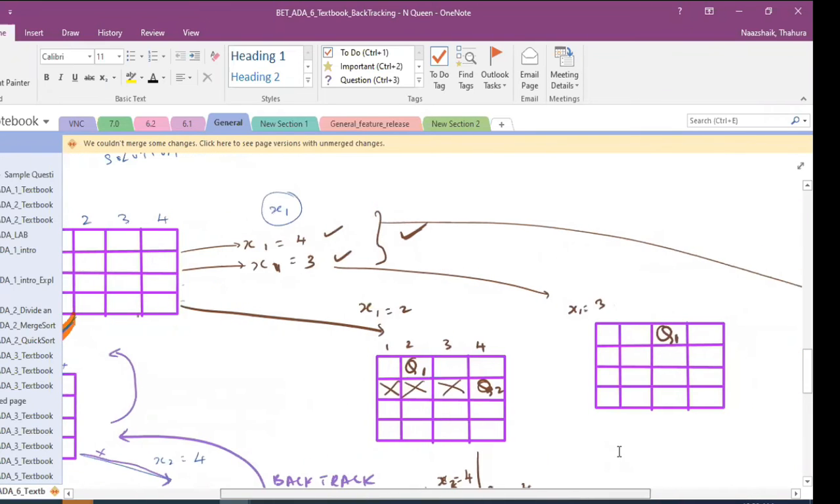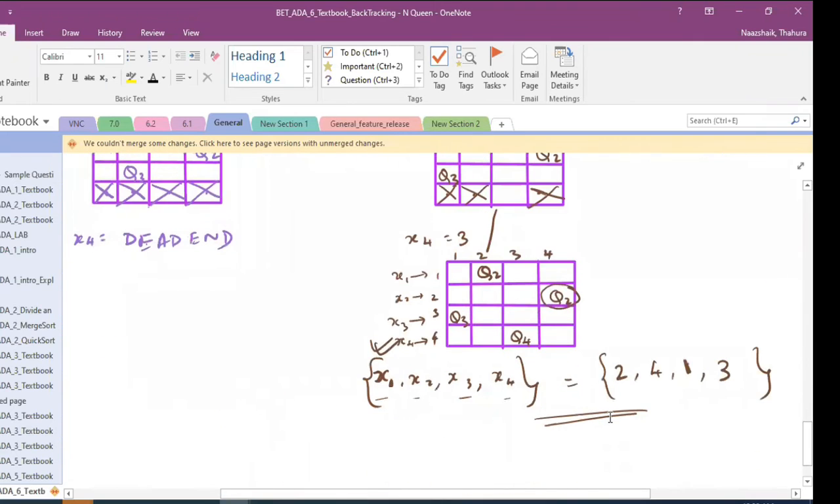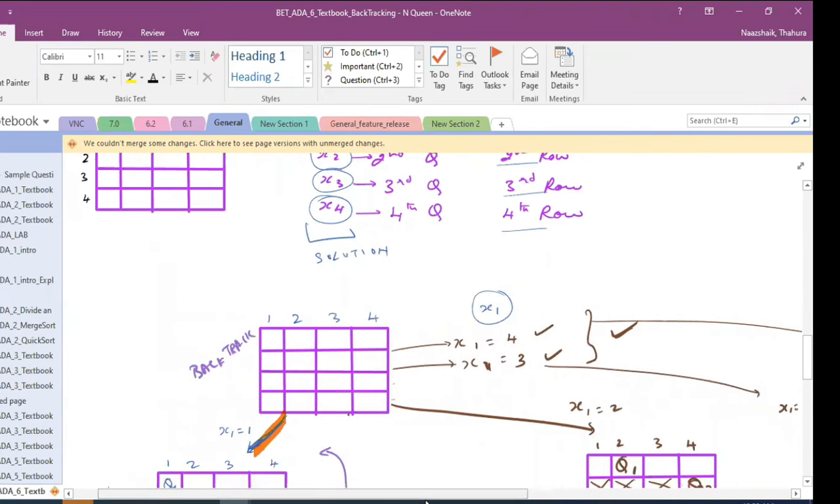And in n queens problem, you don't have to get all the solutions. The moment you hit one solution, that is good enough. In exam, if you get at this level, you can stop. You don't have to go further and explore these two. Okay, clear?